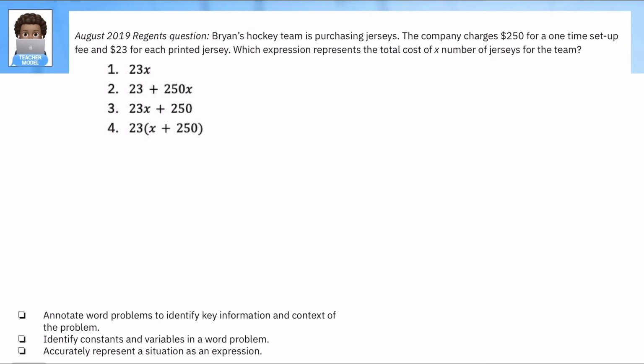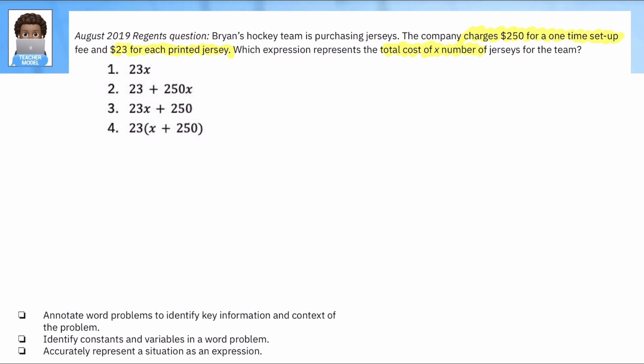And let's just do one more. Now this is at a Regents level. Brian's hockey team is purchasing jerseys. The company charges $250 for a one-time setup. So that's important. That means it's not changing. And $23 for each jersey. And the number of jerseys is X, so the total cost is for X number of jerseys.